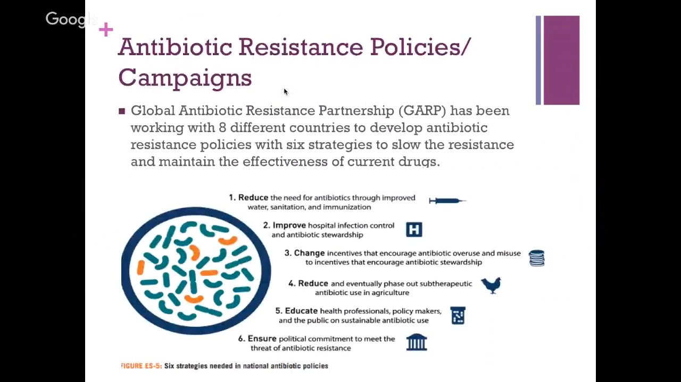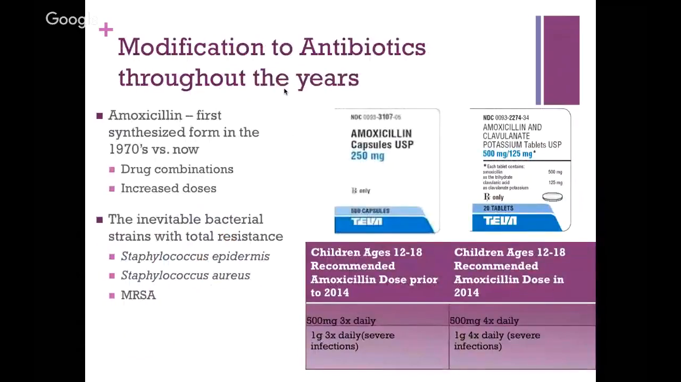There have been some campaigns and policies that are trying to increase public awareness of how to use antibiotics. It's called GARP, the Global Antibiotic Resistance Partnership. They've recently been working with 8 countries to develop antibiotic resistance policies, and there are 6 strategies shown in the figure below. The purpose of those strategies is to slow the resistance and maintain the effectiveness of current drugs. That's one of the reasons they're trying to get those policies to work, because antibiotics have had to be modified. They've had to change to keep up with the evolution of bacteria.